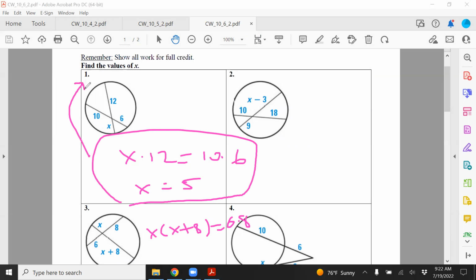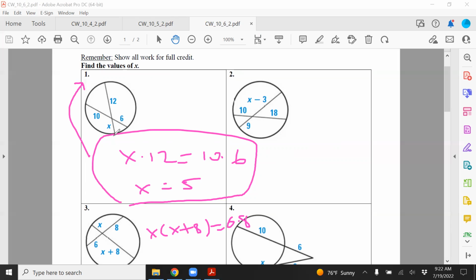That was number 1. Leona, go ahead. No, what do you mean? What order? Like the 6 and 8? Yeah, that does. Yes. Because x and 12 are part of the same chord, and 10 and 6 are part of the same chord. So x has to be multiplied to 12, and 10 has to be multiplied to 6. Otherwise, it would be off. That's just part of the rule.